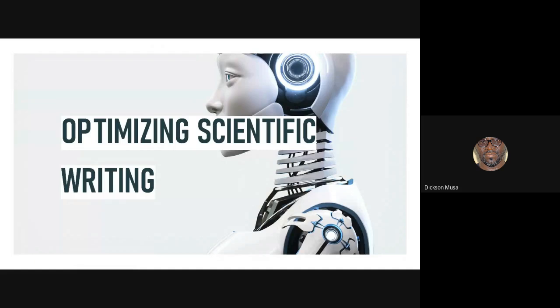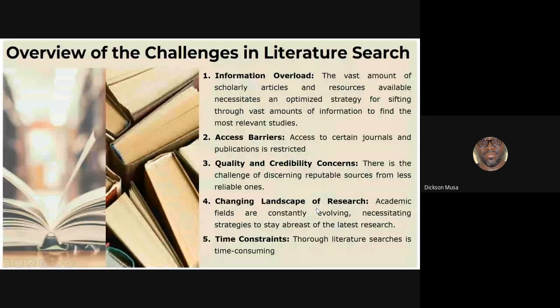So next thing, having looked at the basics of writing, the next thing we'll do is to see how we can use AI tools to optimize scientific writing. How do we use AI tools to optimize our scientific writing? We've already discovered the basics. So how do we optimize using AI tools? And that is what this next session is all about.